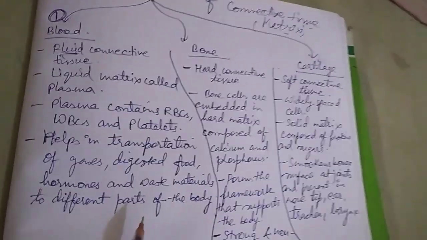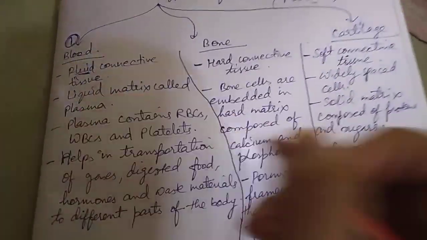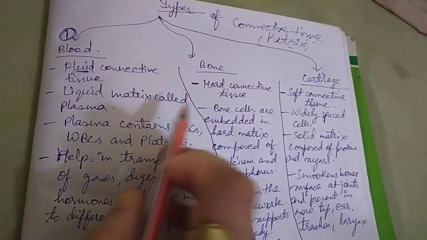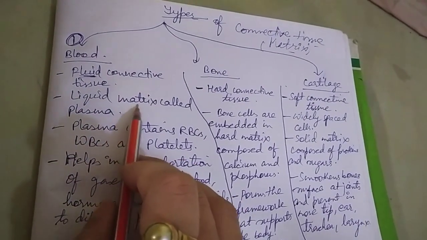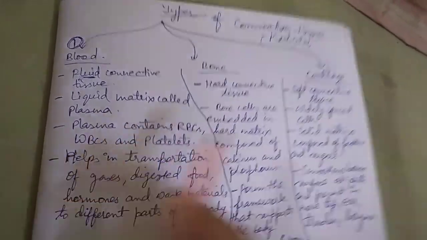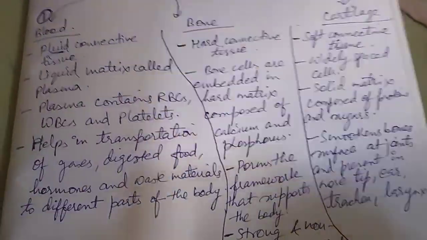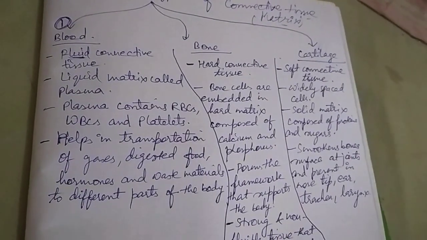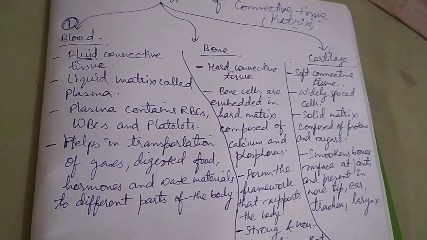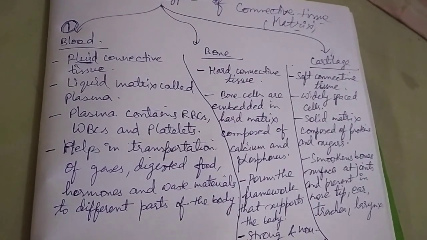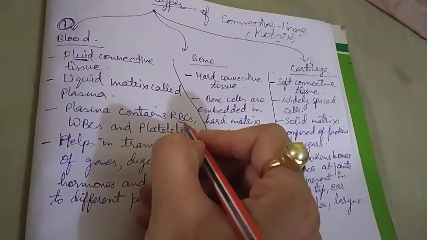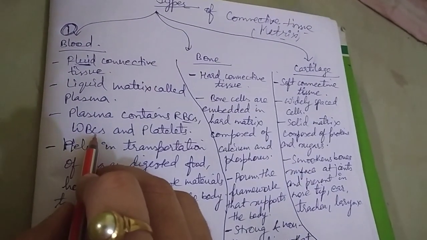Now blood is a tissue, and since it is a tissue, it must be made up of cells. So blood cells are suspended in a matrix which is called plasma. Blood contains two types of substances. One is the liquid substance that contains water, 55%, and the other is blood corpuscles, which constitute 45%. In blood corpuscles you will find different types of blood cells, like RBCs, red blood cells, WBCs, white blood cells, and platelets.